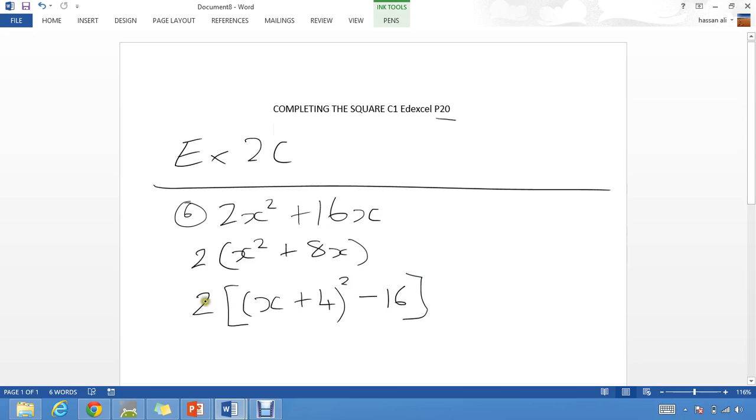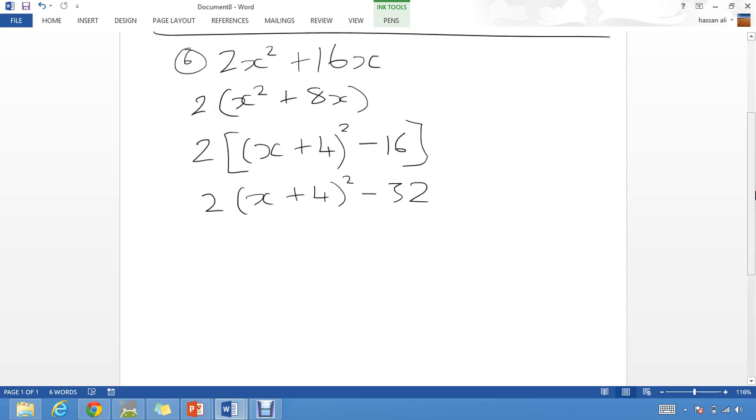So right now I can't multiply this 2 with this x plus 4, because there's a double bracket here. But I can multiply it by the minus 16. So if we open up the bracket again, we get minus 16 times 2, which will be 32. So that'll be my answer for that.